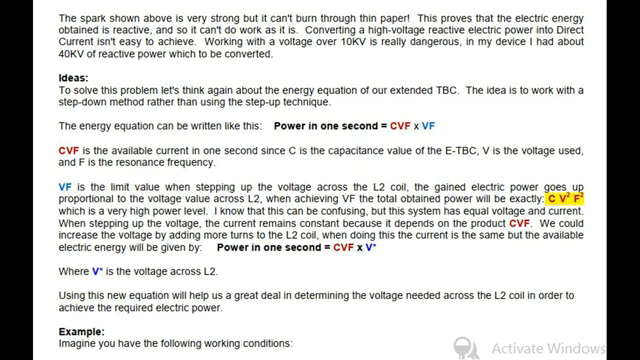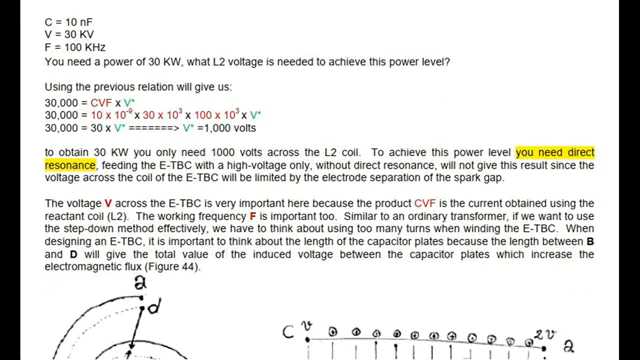Example. Imagine you have the following working conditions. Capacitance equals 10 nanofarads. Voltage equals 30 kilovolts. Frequency equals 100 kilohertz. You need a power of 30 kilowatts. What L2 voltage is needed to achieve this power level?